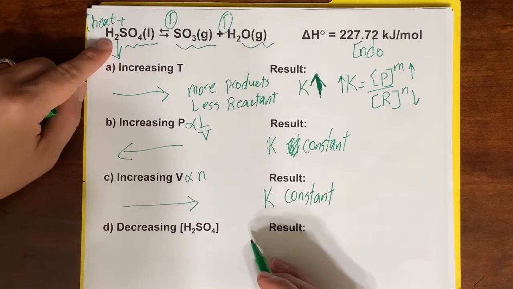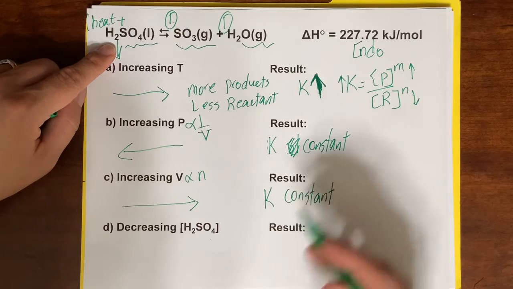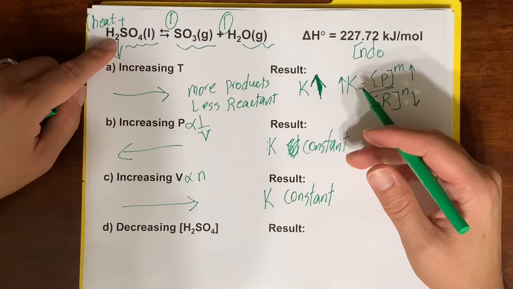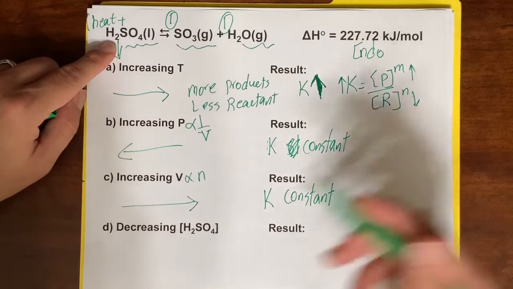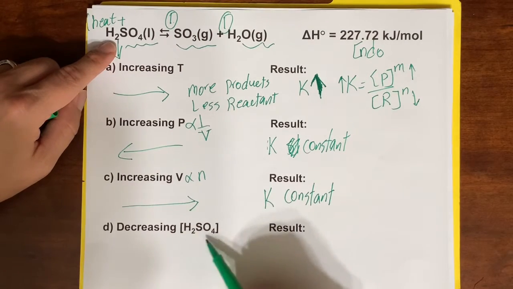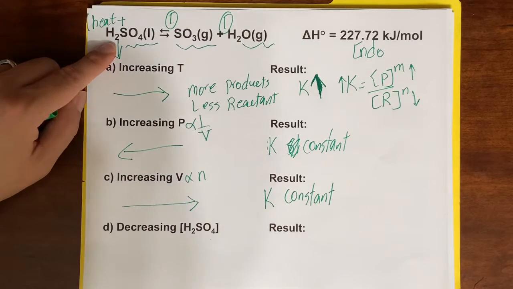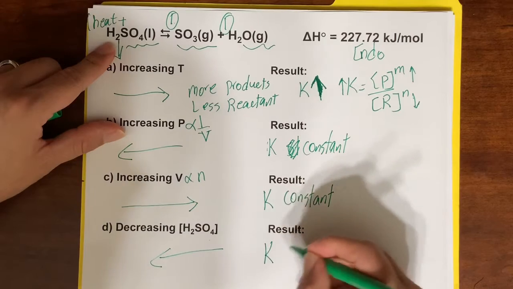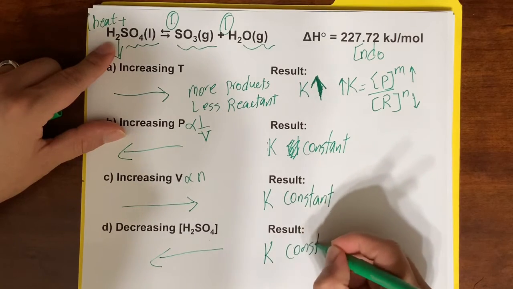So let's say you added something to this equilibrium, and that compound reacts with sulfuric acid. So sulfuric acid is going down. Something is eating or decreasing sulfuric acid. So the reaction will move to the left side. But K is constant.